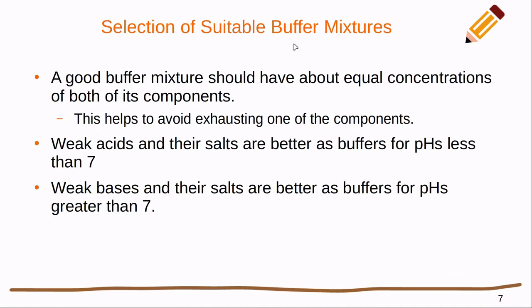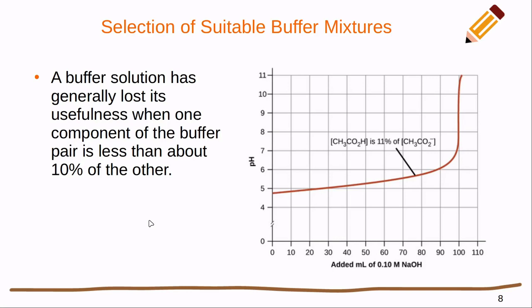Let's talk about how we would go about making a suitable buffer and what kind of selection criteria we would have. A good buffer mixture should have about equal concentrations of both of its components. This helps you to avoid exhausting one of the components. Otherwise, you're going to wind up with an asymmetric buffer that may be able to take on quite a bit of acid, but wouldn't be able to take on quite as much base, or vice versa. Logically, weak acids and their salts are better for buffers with pHs of less than 7. If you're looking to get an acidic buffer, you want to start with a weak acid, and weak bases and their salts are better buffers for pHs greater than 7.